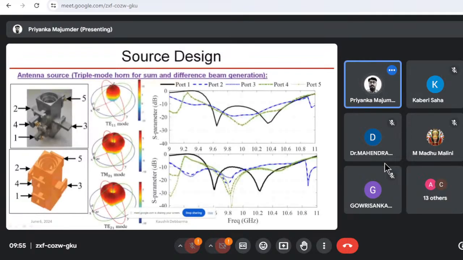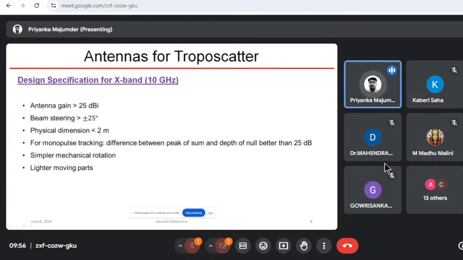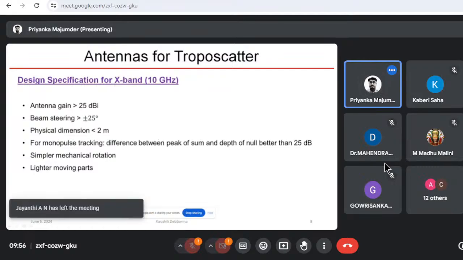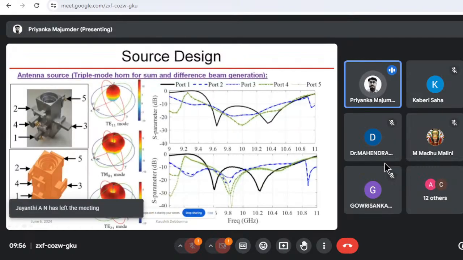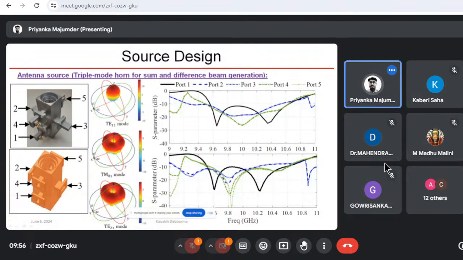Okay, so coming back, the requirement was that we need to track. We selected a certain kind of tracking system, that was monopulse tracking. What monopulse required was a sum beam and a null. Then we needed to be able to do beam steering, that is, move the beam in a certain direction. And we need to have a certain gain and magnitude requirement. So we first concluded, let's look at monopulse tracking and what is meant by sum and difference beam.